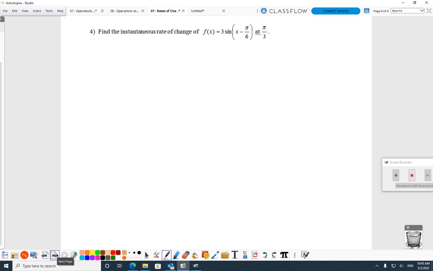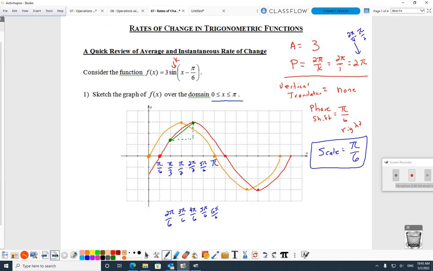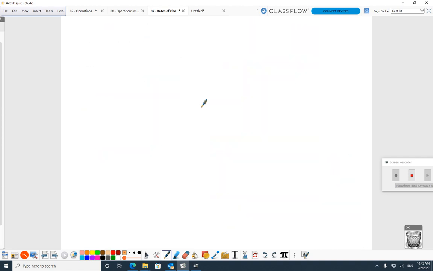Find the instantaneous rate of change at pi over 3. I'll go back to the picture even though it's not very helpful. At pi over 3, right there, I want to know the slope of the tangent line. Right there. I'm going to draw a new diagram on my other page, a big diagram to remind you how this all works. And I'm going to use method 2, even though you could use method 1 here.